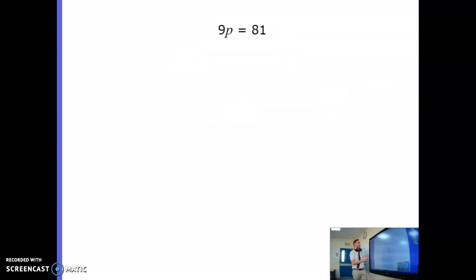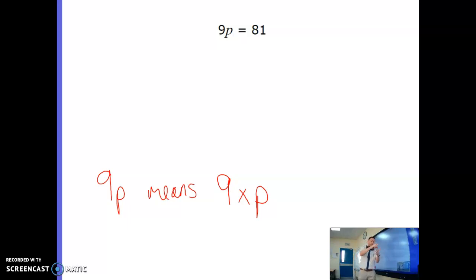Another little example: 9p. Here we need to make sure we understand the expression 9p. 9p means 9 multiplied by p, but we just write it in that shorthand there. So it means 9 lots of p: p plus p plus p plus p plus p plus p plus p plus p plus p. It's 9p. So if this is the same as times by 9, our inverse here is still going to be divide by 9.